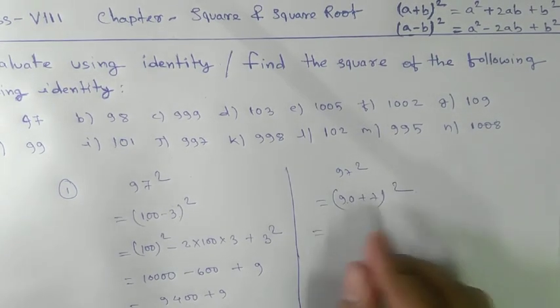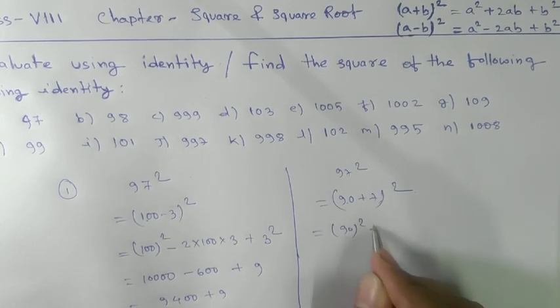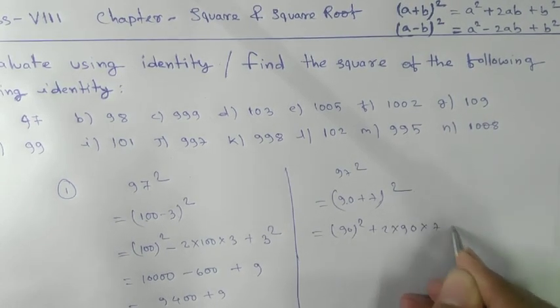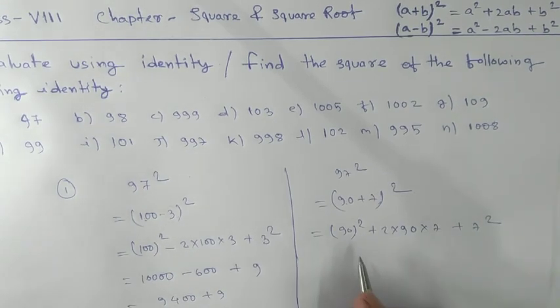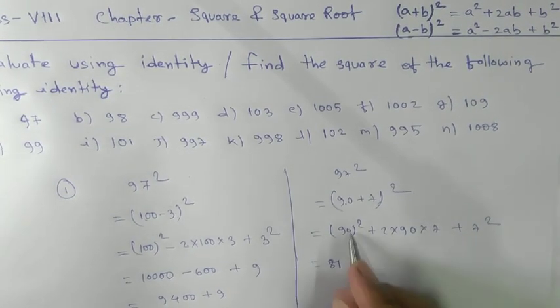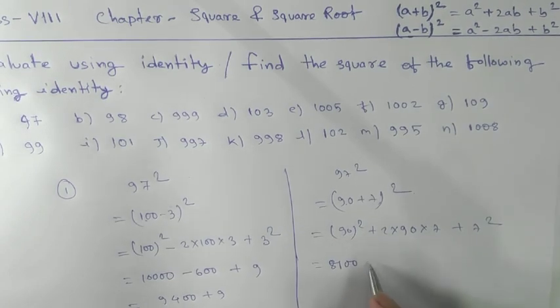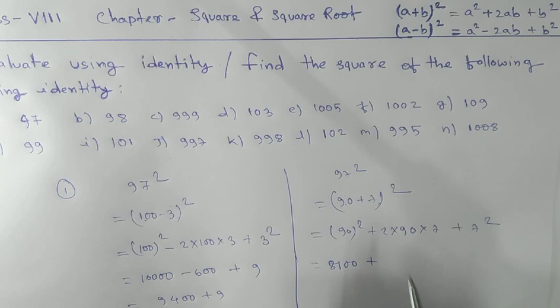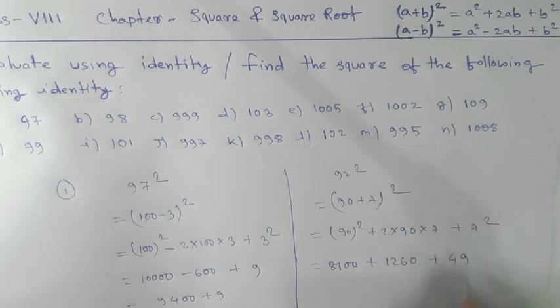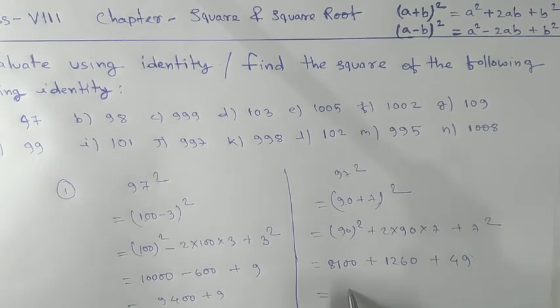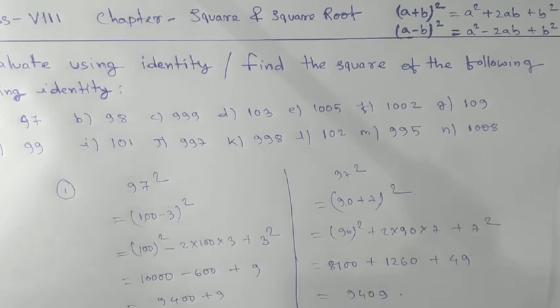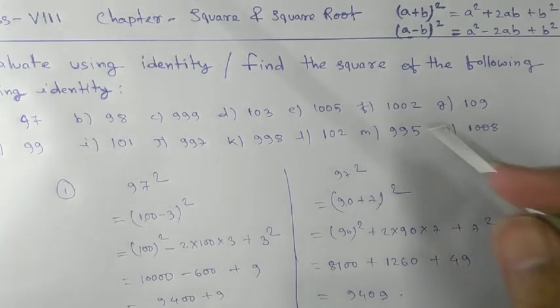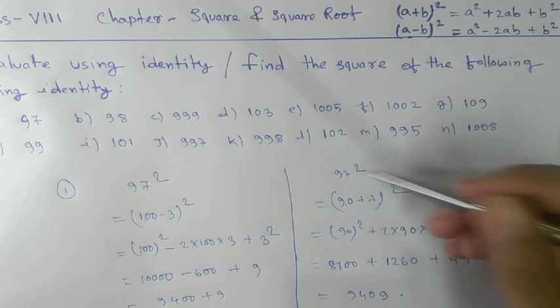Now let's start with a plus b, so here a square plus 2ab plus b square. So 9 9 is 81 and the two zeros are there. Then 9 2 is 18, 18 7 is 126, and we are getting zeros, plus 49. If you add them all, you will get 9409.